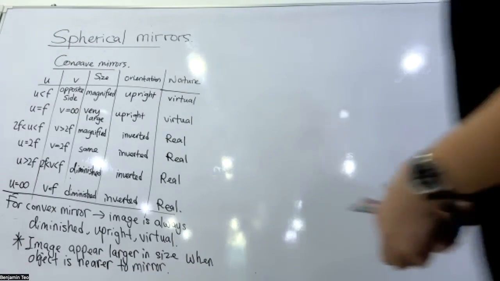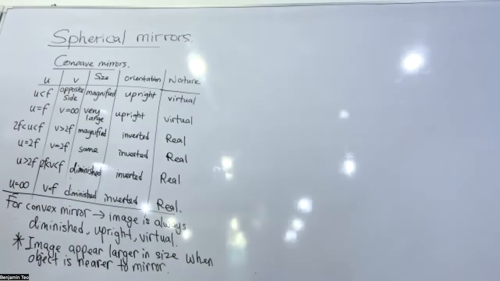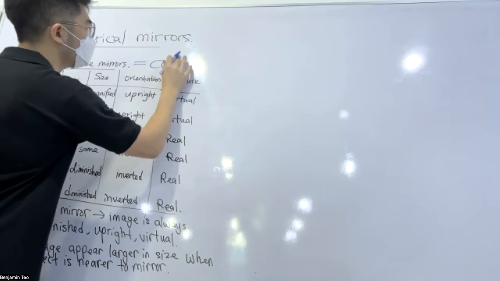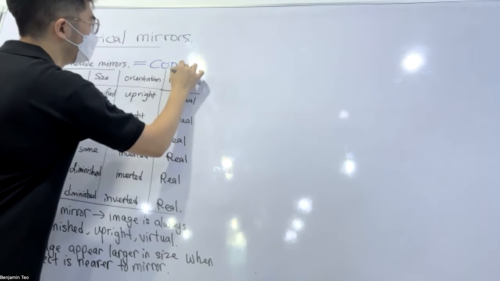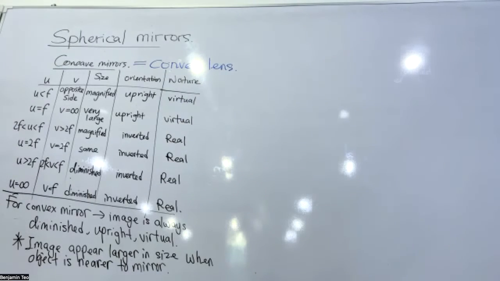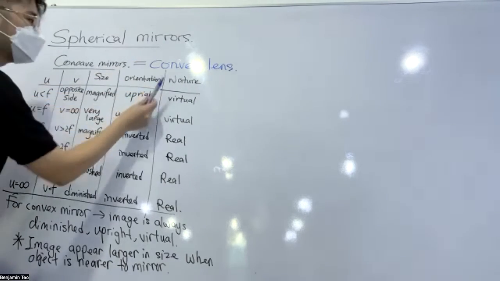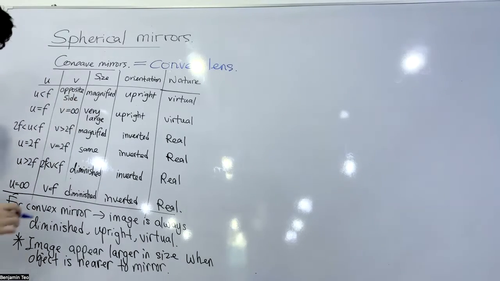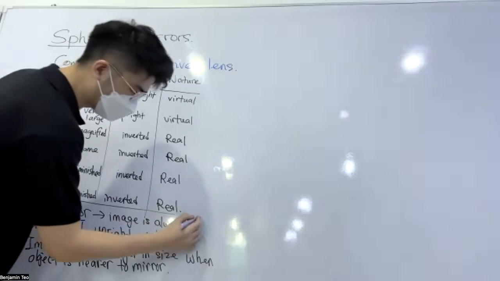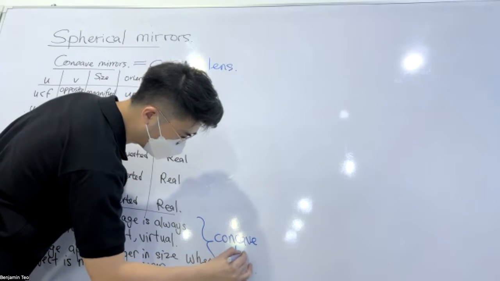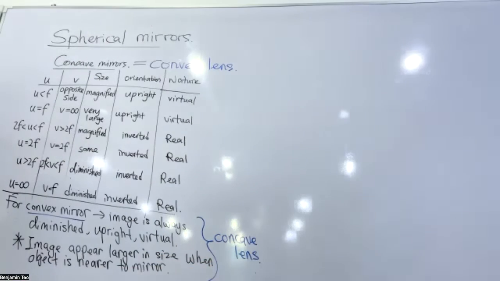Okay, your concave mirror's image characteristics are all the same as your convex lens. Okay, if you recall a convex lens, it gives virtual, real image, many different. And then your convex mirror is like your concave lens. Always gives you an upright, virtual image.